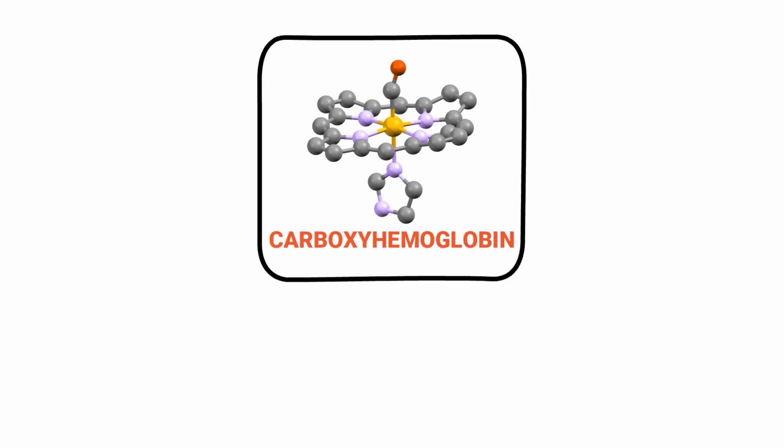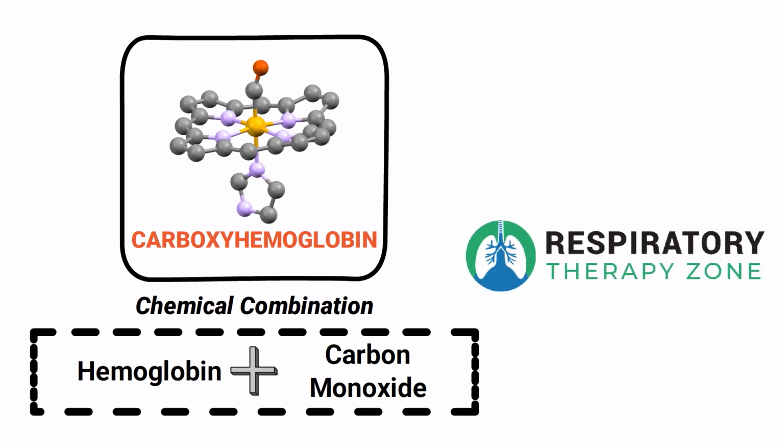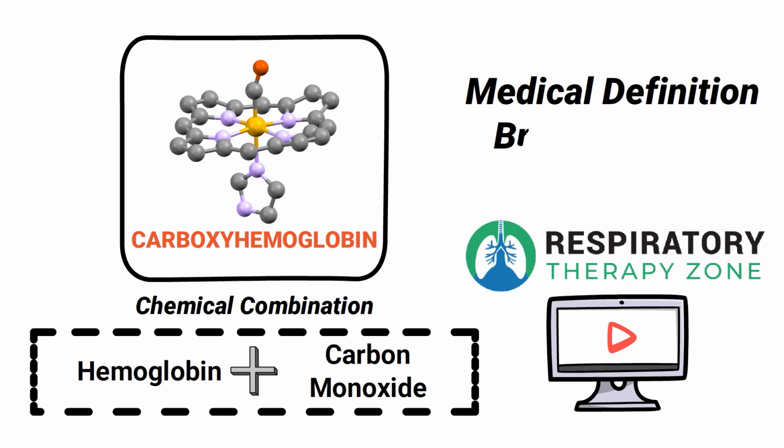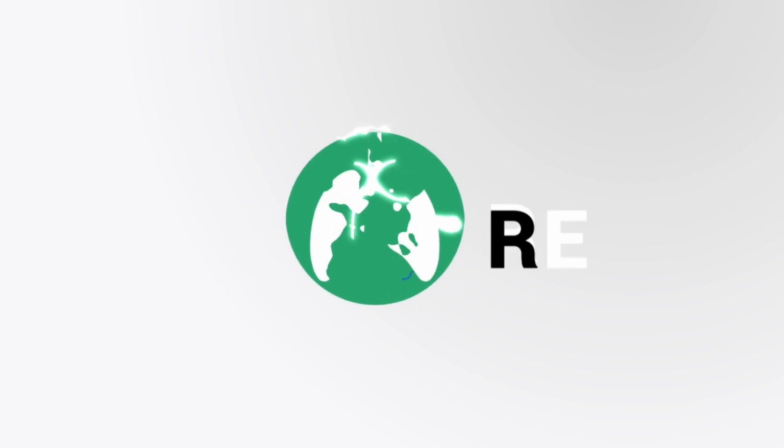Carboxyhemoglobin is a compound that refers to the chemical combination of hemoglobin and carbon monoxide. We created this video to cover the medical definition and provide a brief overview of this topic. So, if you're ready, let's get into it.